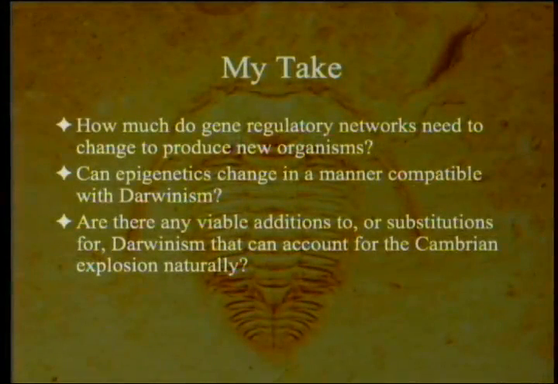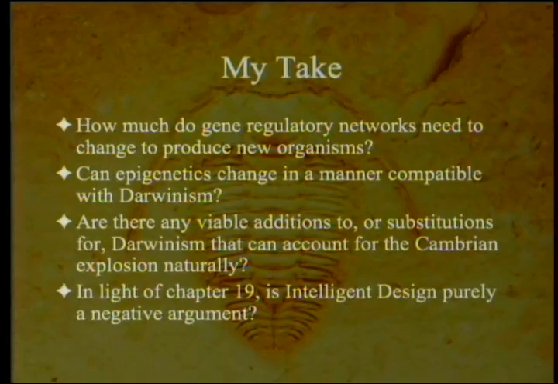Are there any viable additions to or substitutions for Darwinism that can account for the Cambrian explosion naturally? All of those, Evo Devo and neutral mutation and things like that. I don't think that there are any good ones, but that's a question that should be answered. And in the light of chapter 19, is intelligent design purely a negative argument? My answer would be no, because I think there are some distinct positive arguments for intelligent design in that chapter.